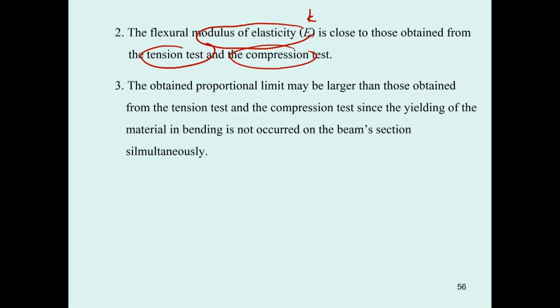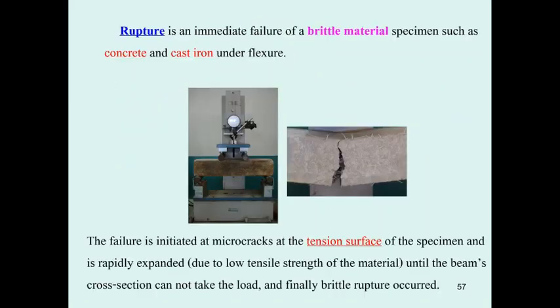And the third, to obtain the proportional limit. This one may be a little bit larger than the one obtained from the tension test or compression test. As I mentioned before, since the distribution of the stress of the beam is like this, when it reaches the proportional limit or yielding, it won't reach that point simultaneously. So only part of it reaches that stress. So that means we measure only that behavior, not the whole section.